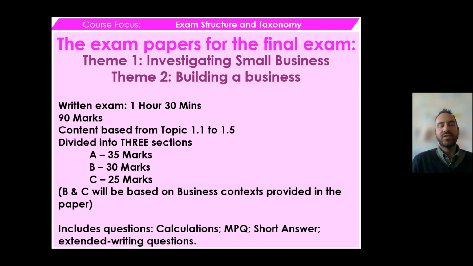Paper 1 is based on theme 1, paper 2 is based on theme 2. They're divided into 3 sections: section A is 35 marks, section B is 30 marks, and section C is 25 marks. Sections B and C are based on business contexts provided in the paper. What we mean by that is you're going to receive a case study, and each of those questions will link back to that case study. Questions that you're likely to see are calculations, multiple choice questions, short answer, and extended writing questions as well.